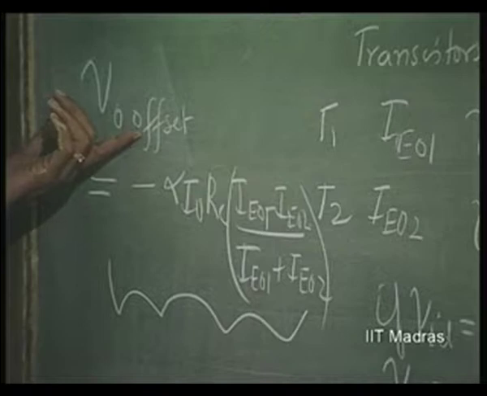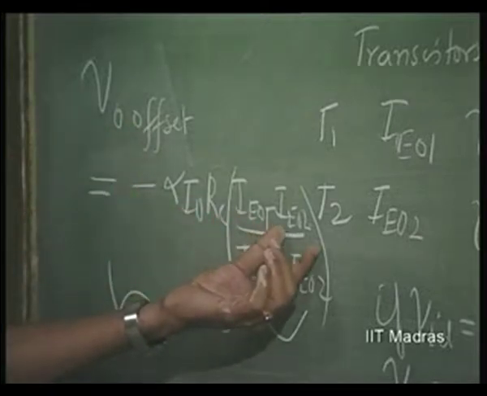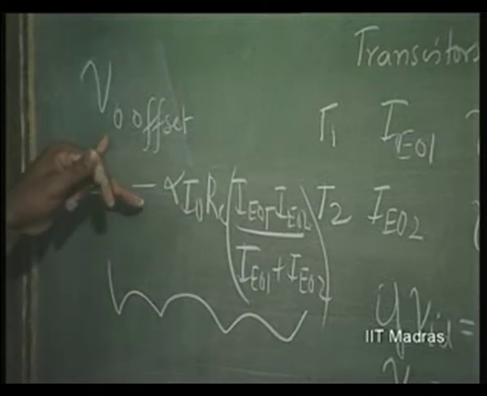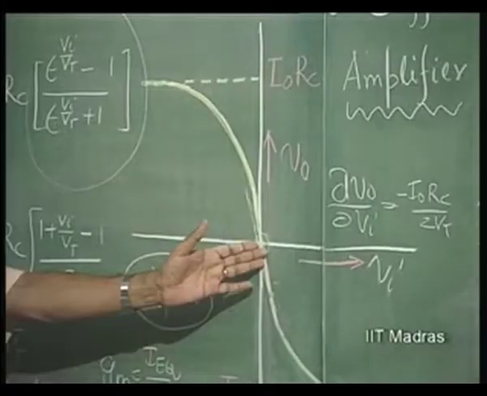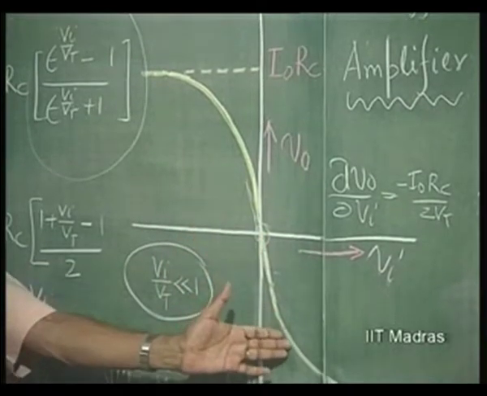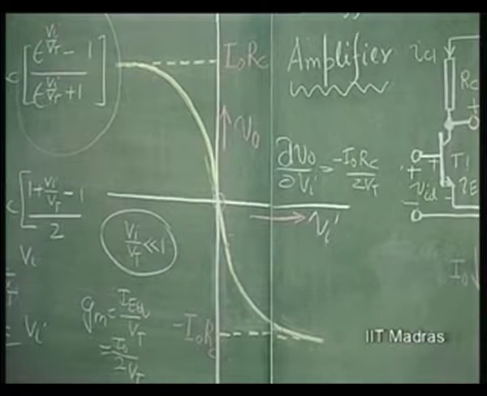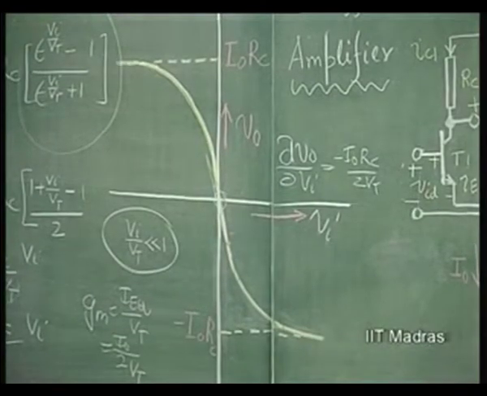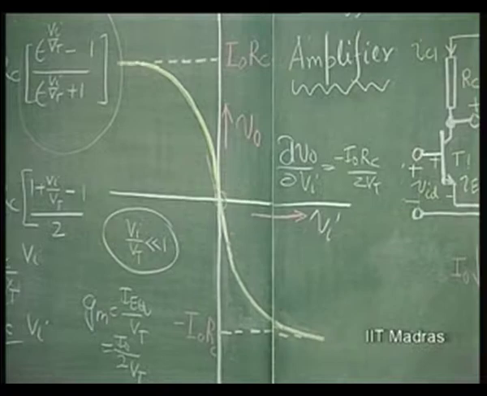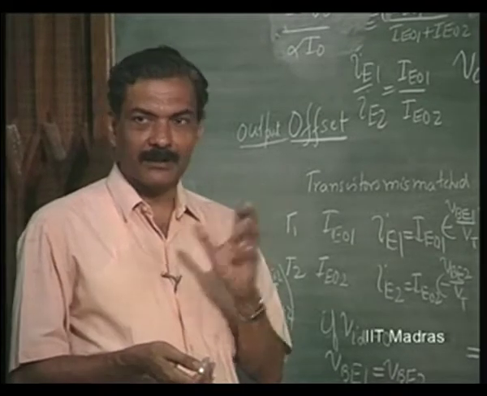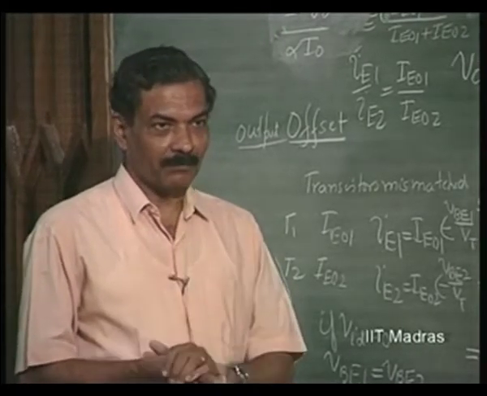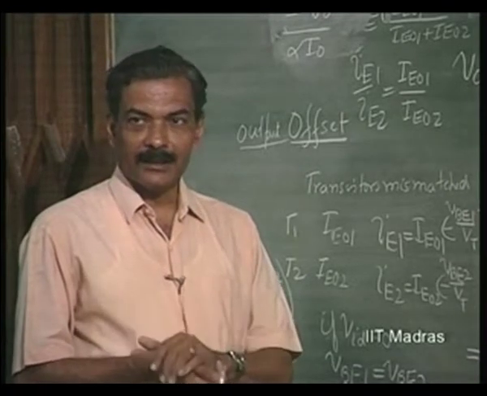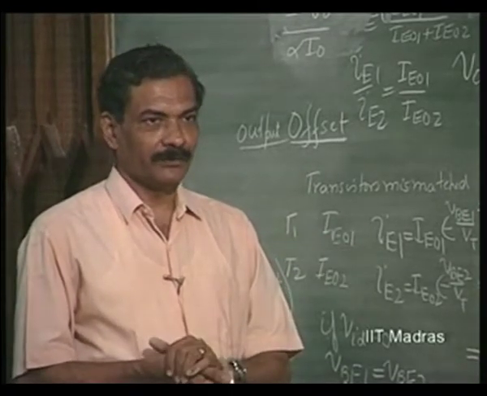and our effort should be to make IE01 as close to IE02 as possible, so that this V0 offset is always close to 0. If it is close to 0, fine, we get the maximum gain which we intend to have, but otherwise the gain will keep decreasing depending upon the offset. Therefore, the offset itself is not a serious problem, it can be compensated. It is a constant voltage. If it is a constant voltage which does not vary with time, then it is not a problem. Unfortunately, it is a DC which drifts with time. This is what I have told you.